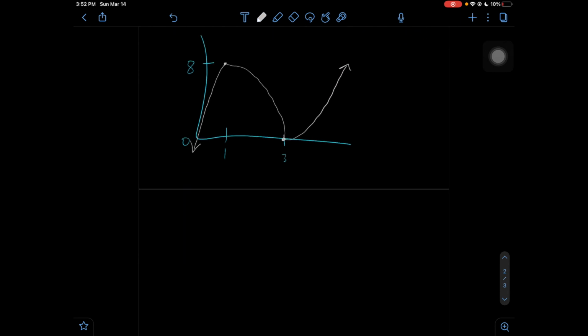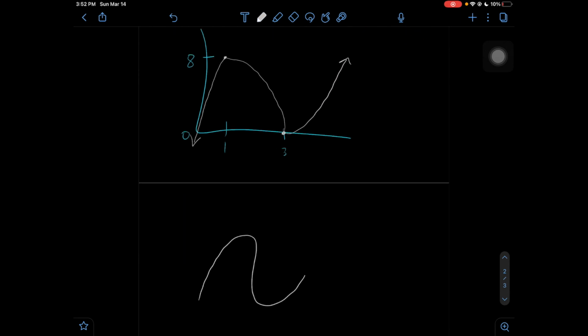But in reality, it should look something like this, where this is your max at 1, 8. This is your min at 3, 0, and then you're going to negative infinity and positive infinity. I really hope this video helped.